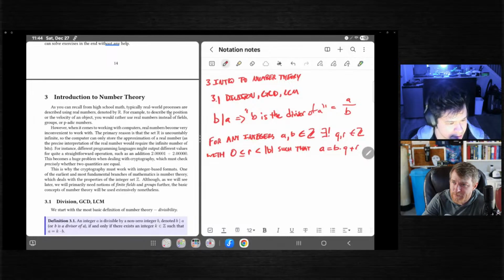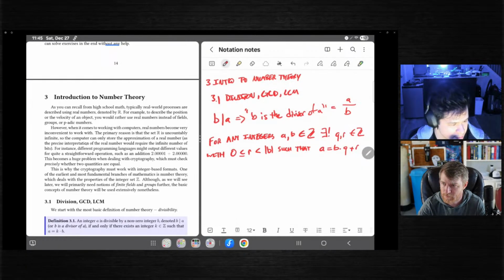But for example, to describe the position or the velocity of an object, you would rather use real numbers instead of fields, groups, or p-adic numbers. However, when it comes to working with computers, real numbers become very inconvenient. The primary reason is that the set R is uncountably infinite, so the computer can only store an approximation of a real number, as the precise representation would require an infinite number of bits.